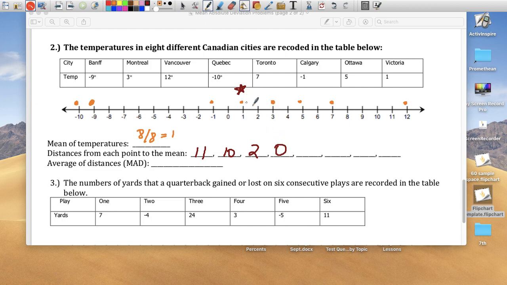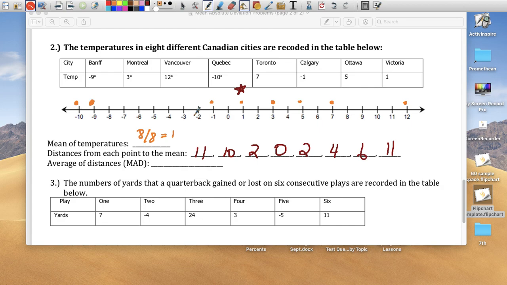How far is 3 to 1? 2. How far is 5 to 1? 4. How far is 7 to 1? 6. And finally, how far is 12 to 1? 11. Be careful with the negative numbers, because remember, distance can't be negative.